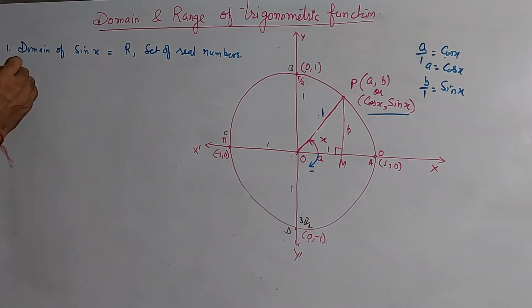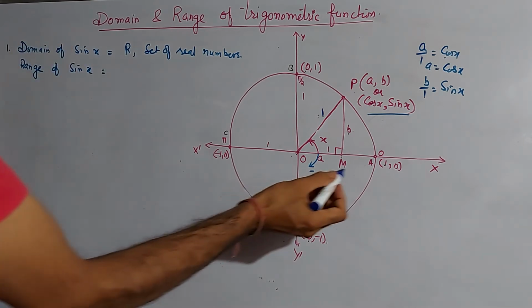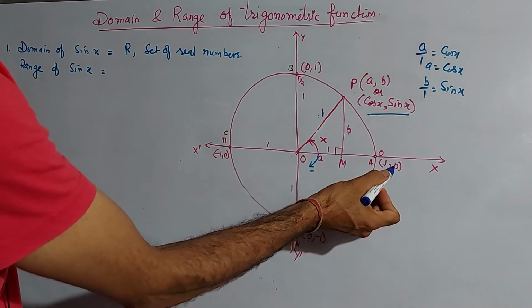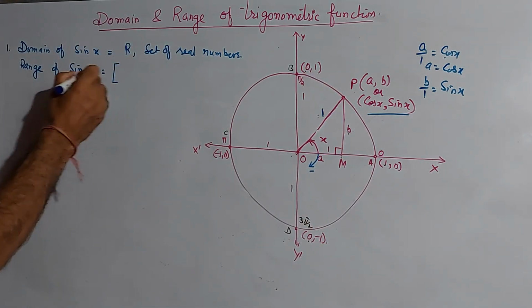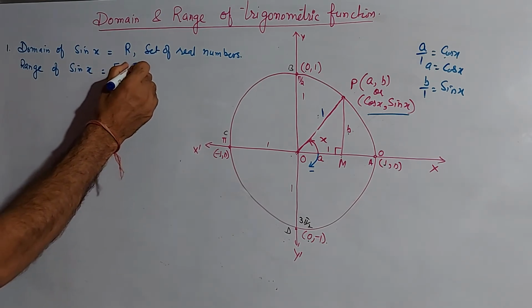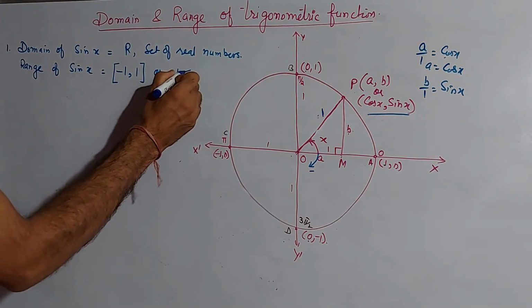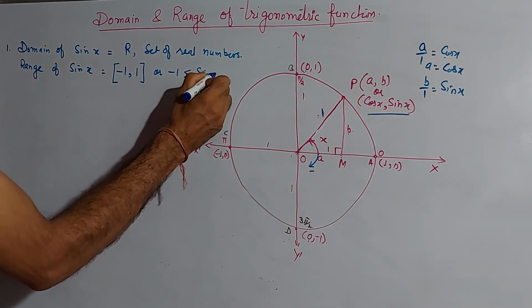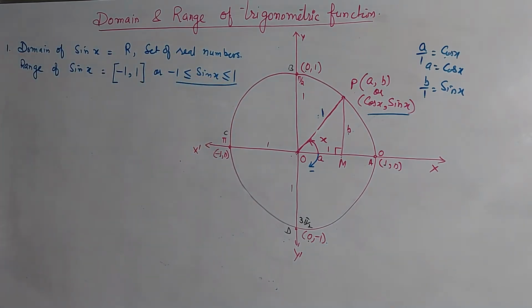Now the range of sin X. We see here the values of sin X remain between 1 and minus 1. So the set of images is the closed interval minus 1 comma 1, or we can say minus 1 less than or equal to sin X less than or equal to 1. This is the range of the first trigonometric function sin X.